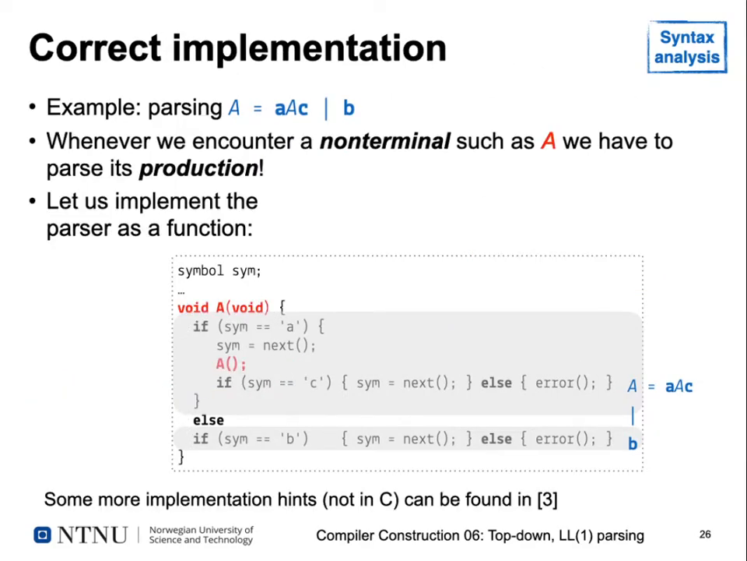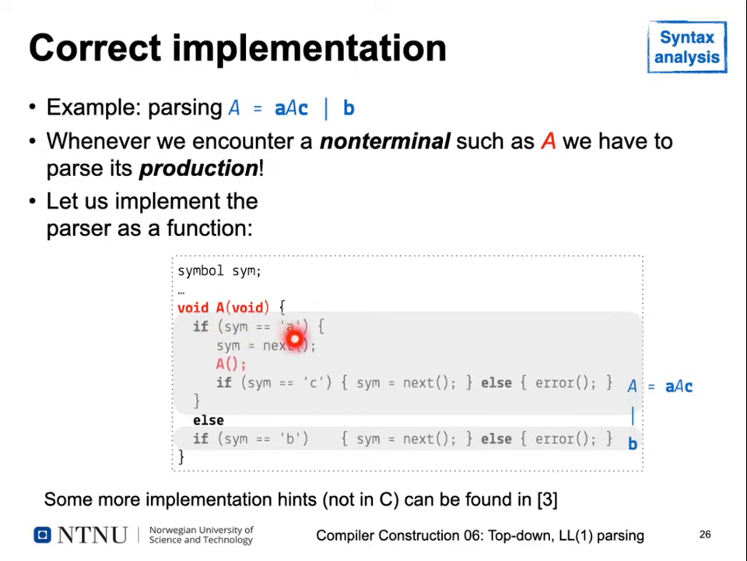So what we need to do is, for each of our non-terminal symbols, write a function that recognizes this non-terminal symbol or complains about anything that's wrong. So whenever we encounter a non-terminal symbol such as A, we have to parse its production. If we implement the parser as a function, that's easy to do. So let's say we have void A, the function that's able to parse our productions for A. And then we can start.